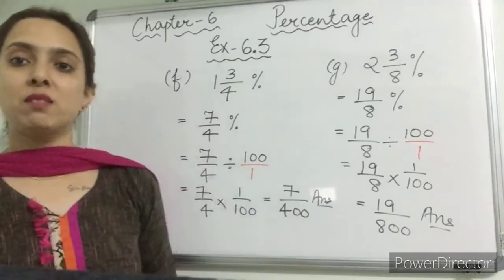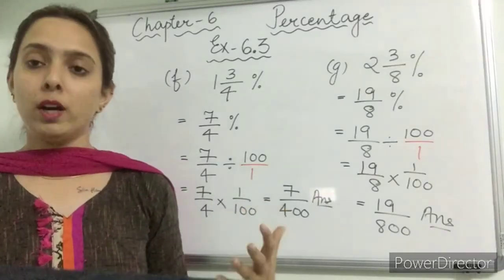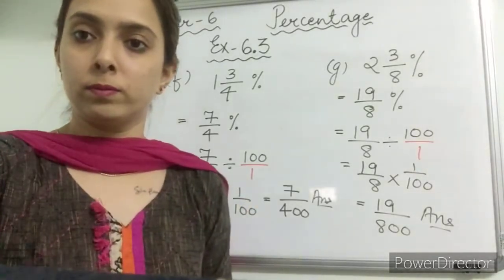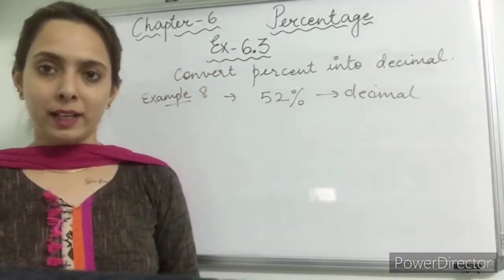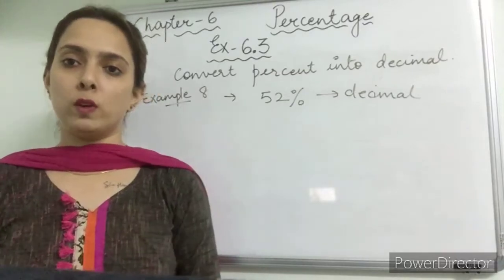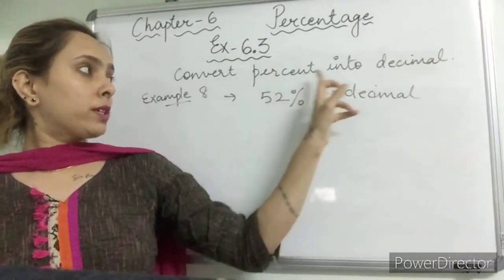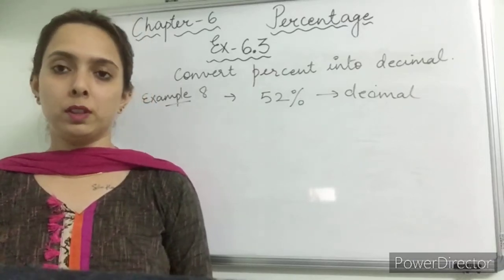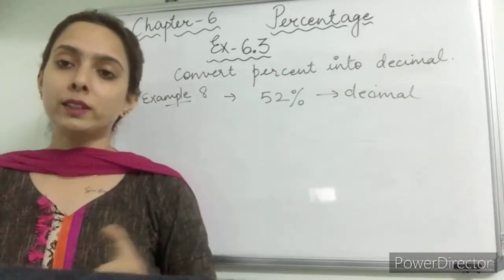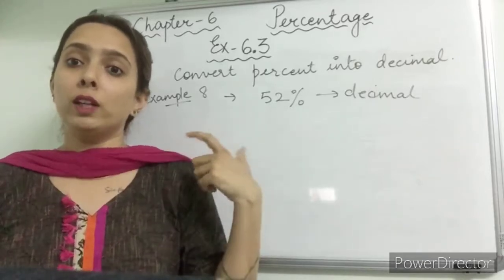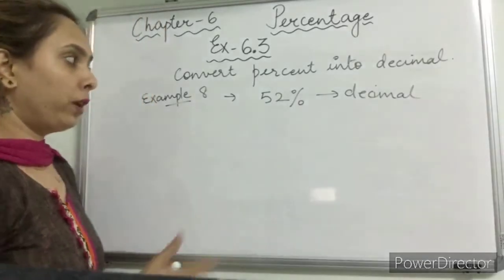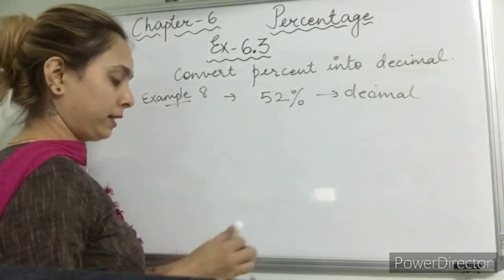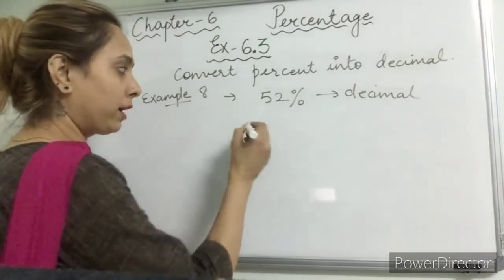Conversion of decimal numbers. Convert percent into decimals. So, example number 8, I would like to explain first. Convert percent into decimals. You have to remove the sign of percent and find the answer in decimal. So according to this question, again you will divide this by 100 only.